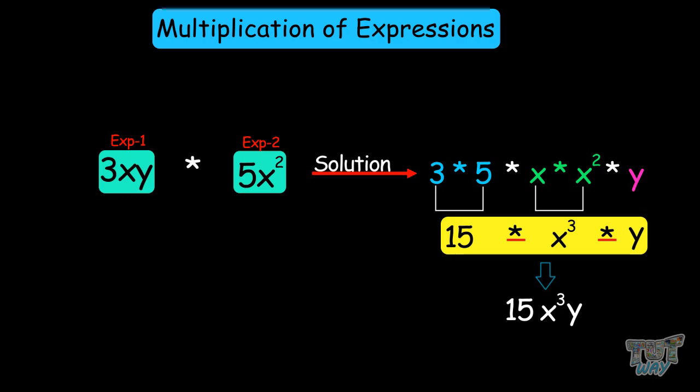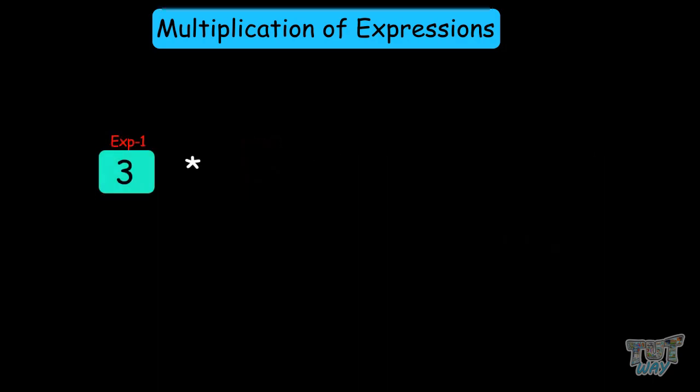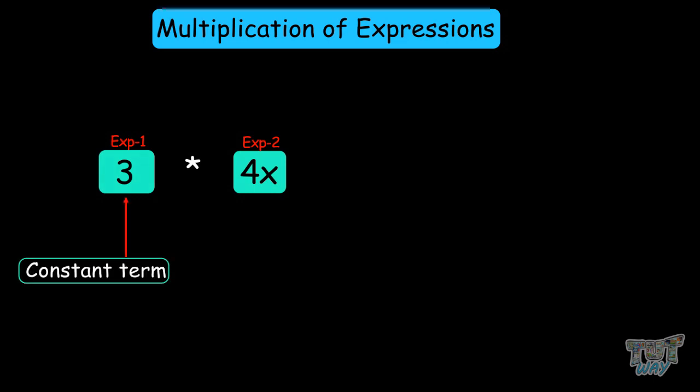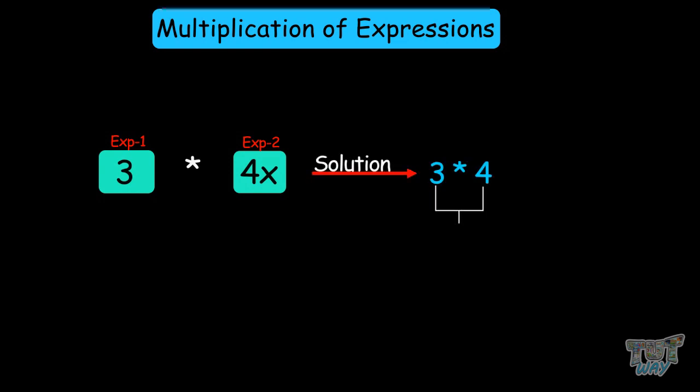Now let's take another example. 3 times 4x. Now here we have a constant and a monomial. So how do we do this? We multiply the coefficients with each other. And in this case, it will be 3 times 4 equals 12. Then finally, we have to multiply the variables, which is just x. So the solution will be 12 times x. This becomes 12x.